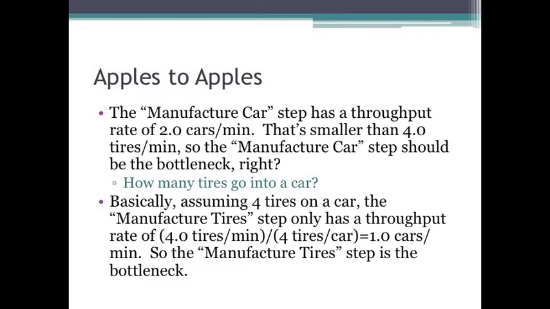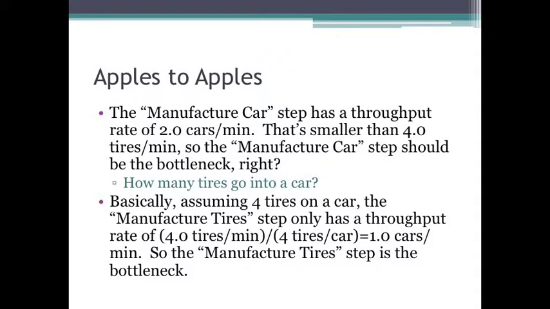Well, not in this case. How many tires go into each car? Well, if we assume 4 tires on a car, then if we're able to make 4 tires a minute, that means 1 car a minute. So, we have to make this conversion.